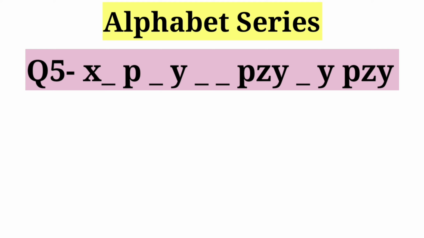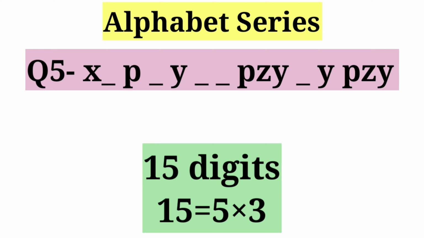You will get there are total 15 digits in this. 15 is equal to 5 multiplied by 3. So you will group it in groups of 5.